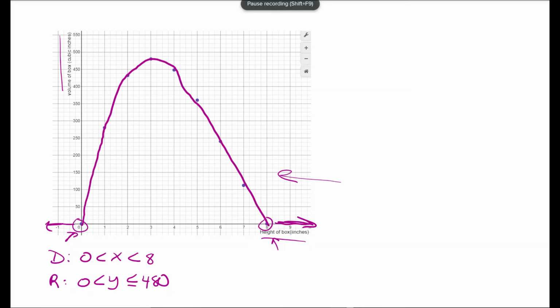The possible outputs are all of the volumes. The inputs are all of the heights of the box. The range of the relationship is limited based on what the maximum volume would be. And it looks like that maximum volume happens at 3 inches height. So that pretty much answers all the questions with regard to this particular question.